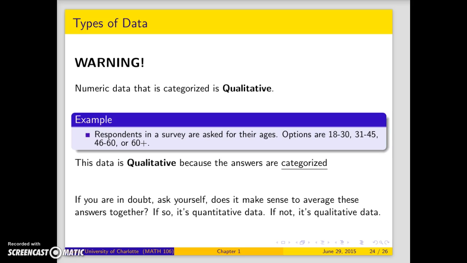So a way to tell if it's qualitative or quantitative, maybe ask yourself, does it make sense to average these answers together? If you say yes, it's quantitative. If no, it's qualitative. So the example we just looked at, can you average together 18 to 30? No. Like these groups, you cannot average these together, so it's qualitative.